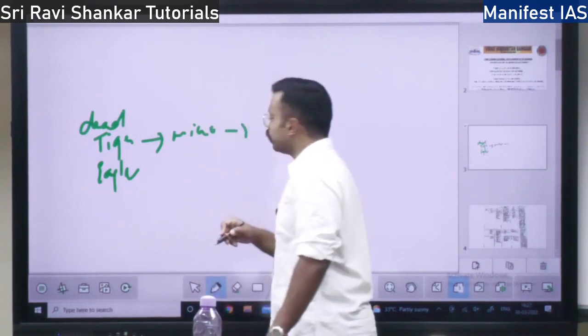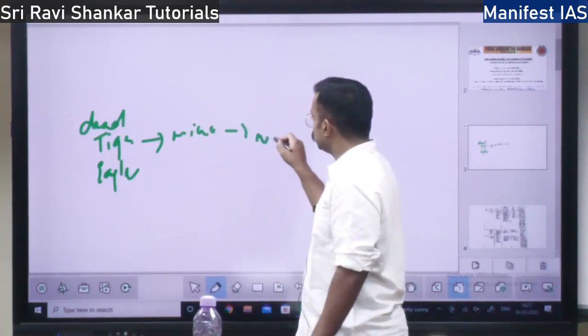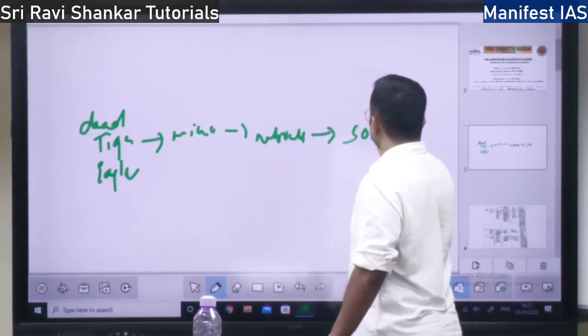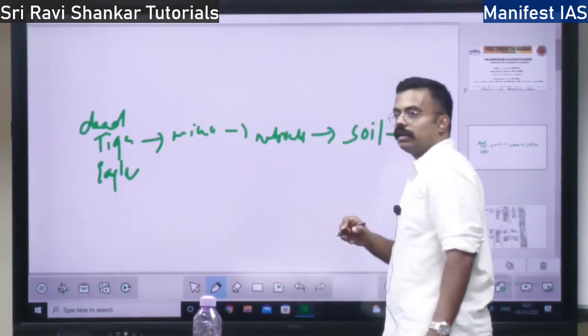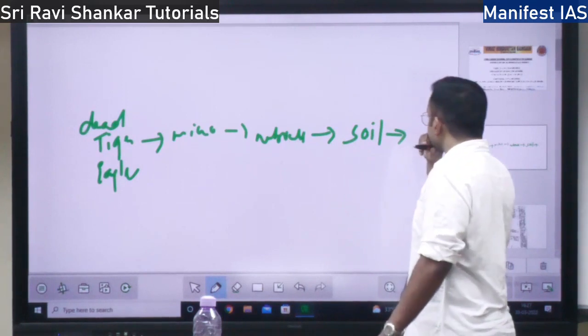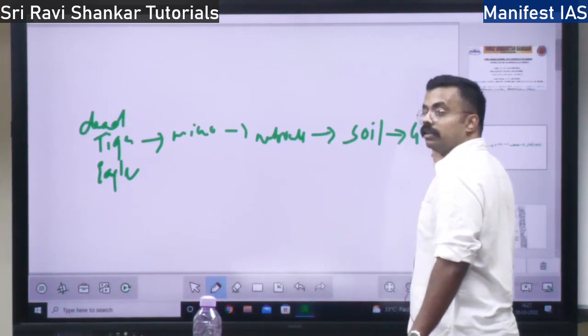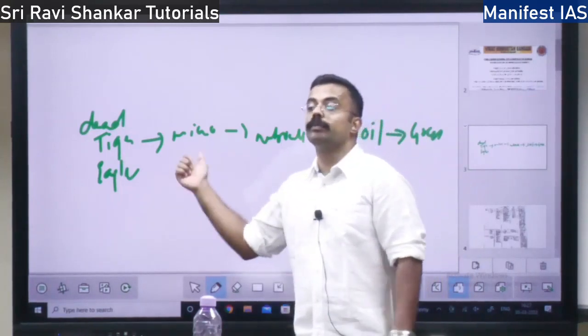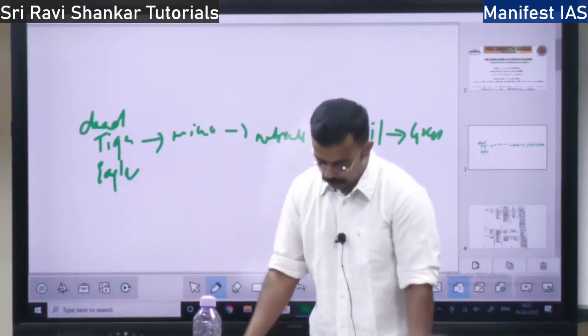So here they will produce some nutrients. So nutrients will go to the soil. So from the soil, it is picked up by the grass again. So this is the detritus food chain. That is the decomposition food chain. This is the second type of food chain.